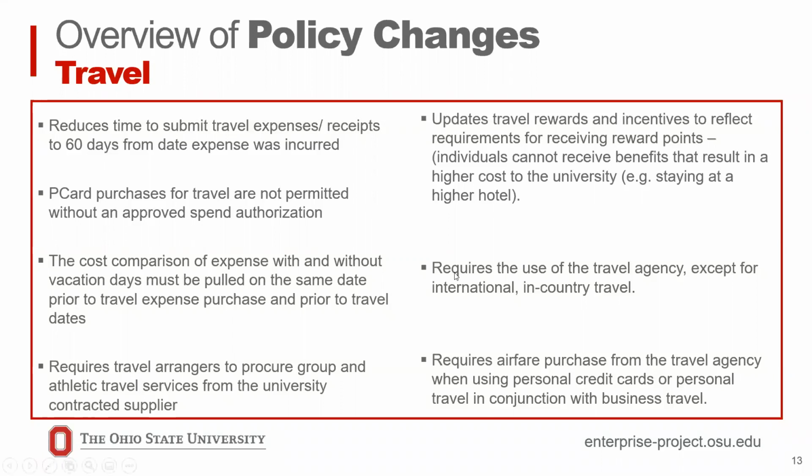And then the last one is requiring airfare purchases from the travel agency when using personal credit cards or personal travel in conjunction with business. So the preferred method, if you're booking your airfare and there's an additional incremental cost associated with a vacation trip, we're asking that you put that portion of the trip on your personal credit card, and then the rest of the trip, the business portion of the trip, can be charged to either the Ghost Card behind the scenes or another method of payment.